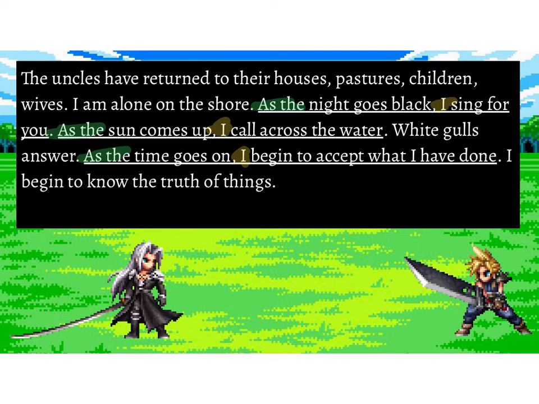So when you read it out, there's a rhythm to it. As the night goes black, I sing for you. As the sun comes up, I call across the water. As the time goes on, I begin to accept what I have done. And then that repetition all kind of works together to emphasize this point as time continues on, as days continue going, I am performing this action.